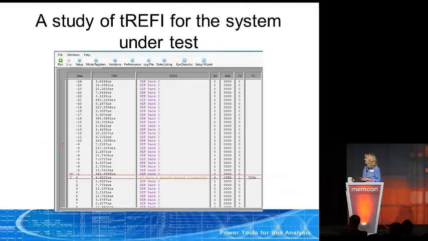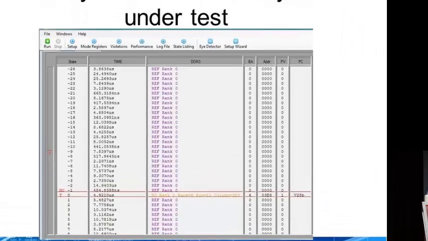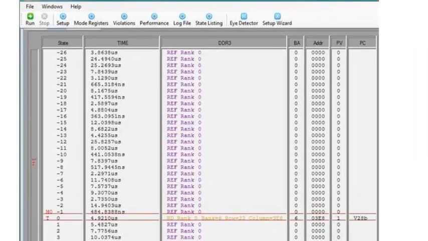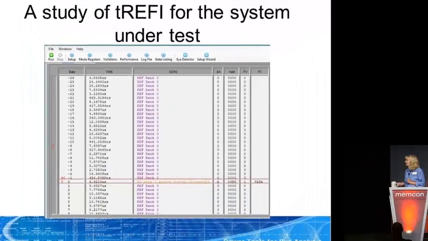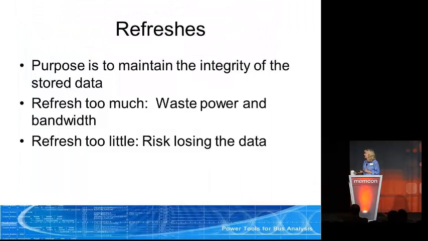So the last example I have here is a study of refresh. If you don't refresh enough, that's a problem. You're going to lose state. If you refresh too much, you're wasting performance. So the purpose is to maintain the integrity of the stored data. That's why you want to refresh just right. If you refresh too much, you're going to waste power and bandwidth. You're going to leave a lot of extra performance on the table.